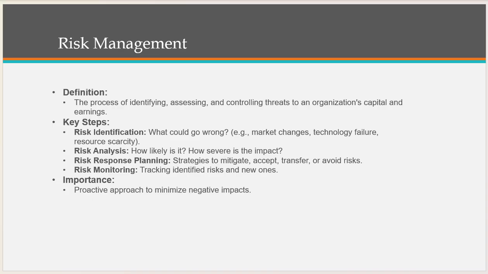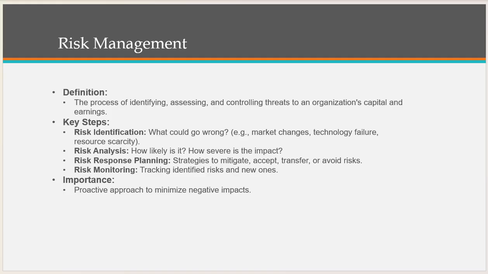The first technique we use in risk management is risk identification. Guys, this is the most important thing. Identify the risks: where exactly the problem occurs, what could go wrong, where we are going wrong. The market changes, technology failure, resource scarcity. So what are the risks? Identify those risks, and then you are able to provide the solution. When we are doing risk management, the first and most important thing is to identify the actual, critical risks in the system, and then risk analysis.